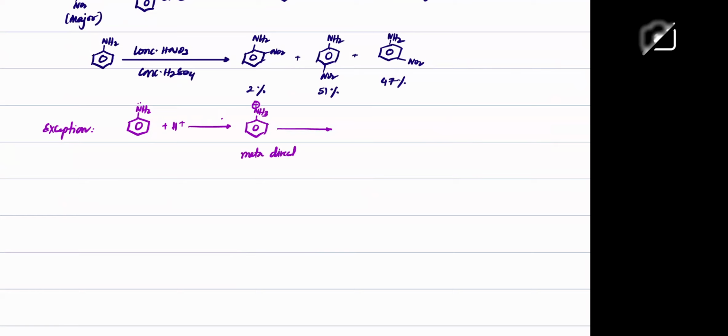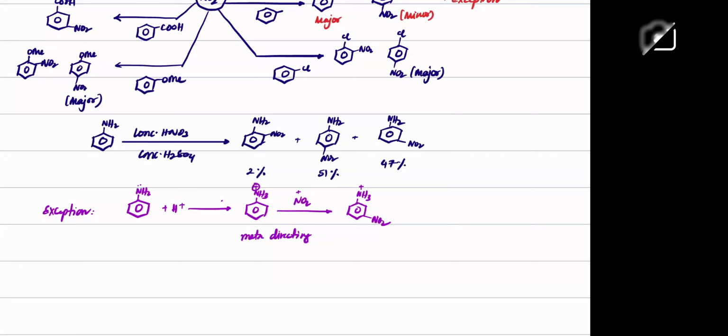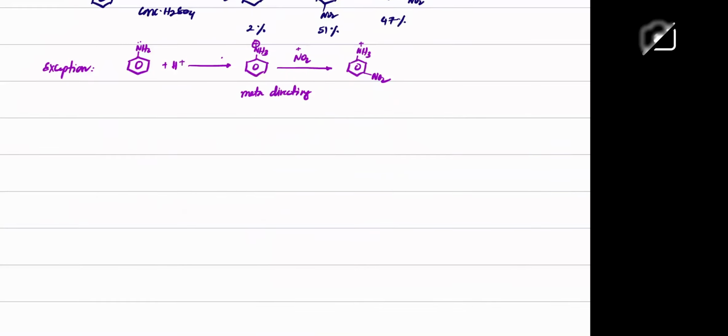Got it? So there will be a sufficient amount of anilinium ion formed, because of which we will also get NO2 present here, and thereafter H plus can be removed and you can get this product. So this is the exception with aniline. Now similarly, another important exception is with phenols.